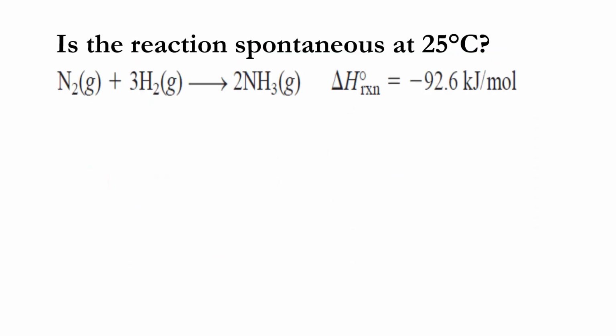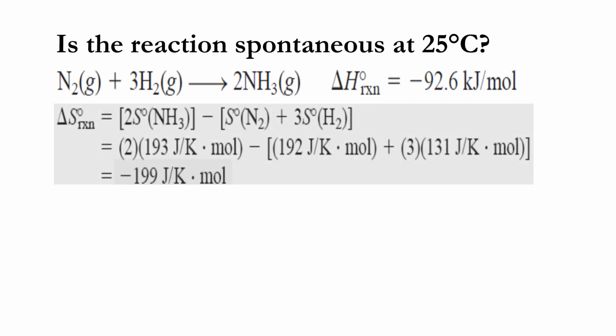Let's have this simple reaction again that we used earlier. Is the reaction spontaneous at 25 degrees Celsius? You are given here the enthalpy of the reaction, negative 92.3 kilojoule per mole. What does it mean again? The reaction between the two gases that results in the formation of ammonia is accompanied by release of 92.3 kilojoule per mole. In the earlier example, we computed the change in entropy of the reaction, and we had negative 199 joule per Kelvin mole.